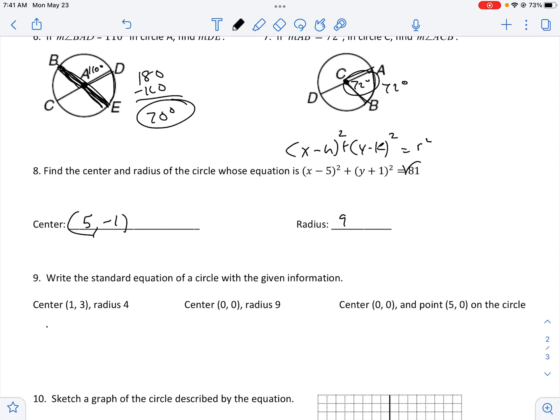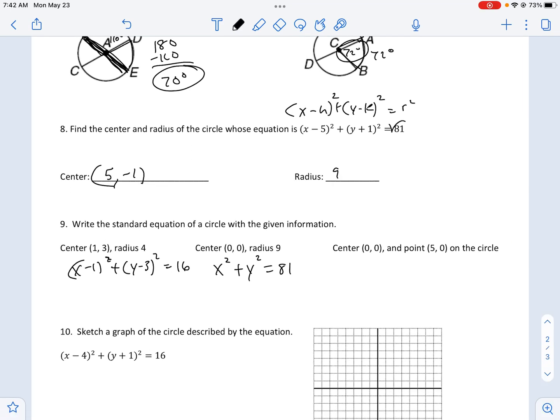Write this in standard form. Okay, well, x minus 1 squared plus y minus 3 squared equals 4 squared. X minus 0 squared is just x squared. Y minus 0 squared is just y squared. And r squared, 980.